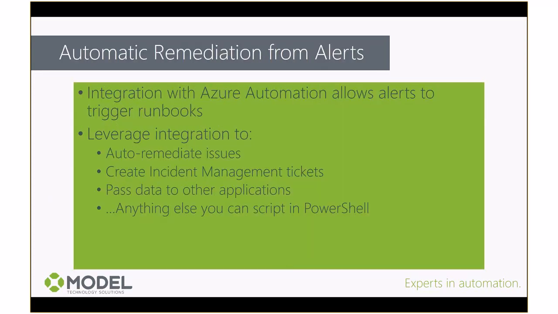So I mentioned automatic remediation. There's direct integration with Azure Automation. When you're configuring any given alert, you can link directly to an Azure Automation runbook. You can configure that runbook to import the data from the alert so you know what server has a problem or how many servers or whatever other information is in that alert. And then have that automation runbook remediate that or perform any other action you need.